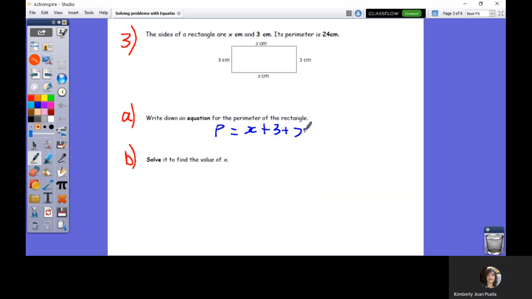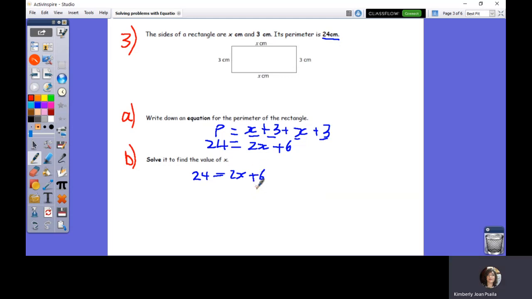plus x plus 3. Okay. However, we know that the perimeter here, he told us that it is 24. So instead of p, you can write 24. You can collect x with x, x plus x gives us 2x, plus 3 plus 3 gives us positive 6. And there you have your equation. Now we need to solve it to find the value of x. Okay, so we have 24 is equal to 2x plus 6.